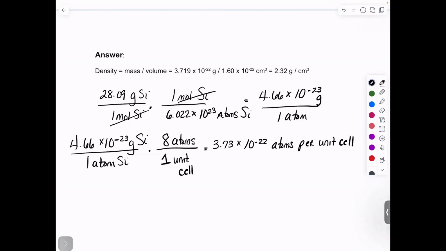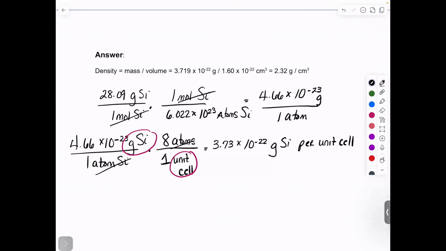I have so many atoms per unit cell. Oh, no, of course, it's not atoms, it's grams. Yes, I have the right math here. I just need grams of silicon per unit cell. Yes, we do have grams per unit cell. Okay, thought I made a mistake there. So on the numerator here, it looks like it might be a little bit larger than what I had calculated before. We have 3.73 times 10 to the negative 22 grams of silicon.